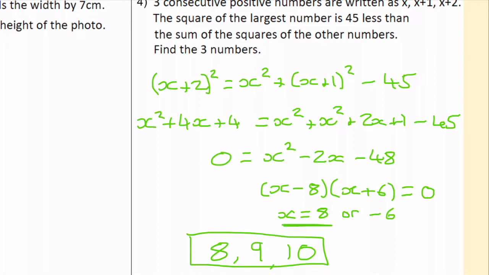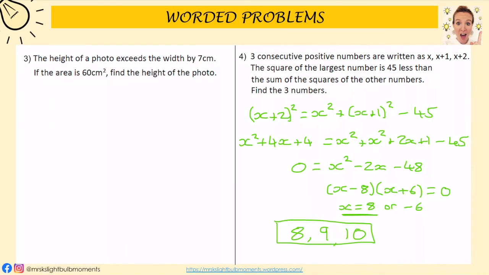So we can square the largest number, we get 100. Is that 45 less than 8 squared plus 9 squared? So 81 plus 64 gives us 145. So 100 is 45 less. Okay, always worth checking with those ones.